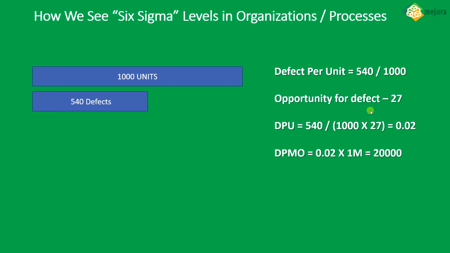Now since we have identified 27 opportunities for defect, the defect per opportunity, a new term in the Lean Six Sigma world, now becomes 0.02. That means for each and every opportunity there is a chance that it can go wrong 0.02 times, right? If we multiply this 0.02 by 1 million, in Lean Six Sigma it is known as defects per million opportunities, and that becomes 20,000.